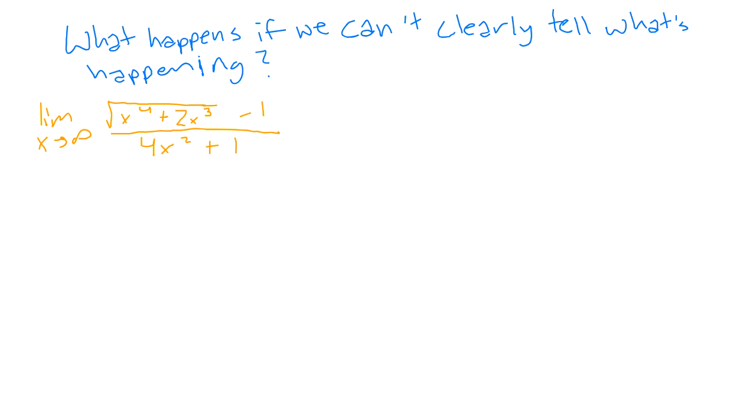So one thing that we can do is multiply by the conjugate, just to eliminate the square root in the top, so we can get a better idea of what exactly we're doing. So now we're going to take the square root of x to the fourth plus 2x cubed plus 1. We're going to multiply that on both the top and the bottom.